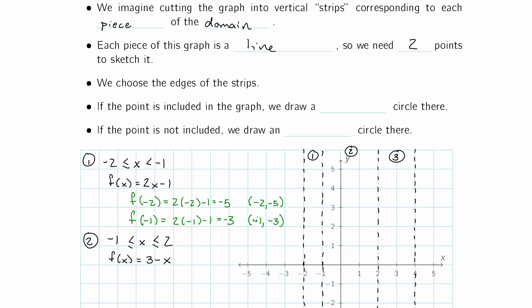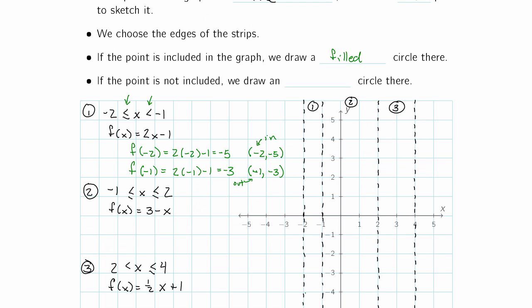The last thing we want to think about before we actually draw anything is whether that actual point will be part of the graph or not. In this piece, x is allowed to equal negative 2, so this point is in. But x is not allowed to equal negative 1, so this point is out. The points that are actually part of the graph, we draw a filled circle there. So I'm going to draw a filled-in circle at negative 2, negative 5, which is down here.